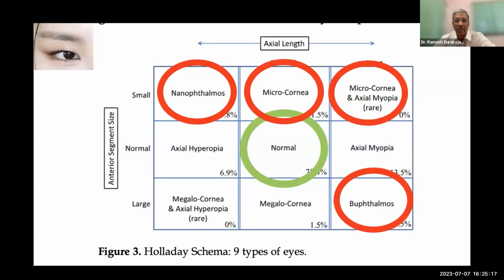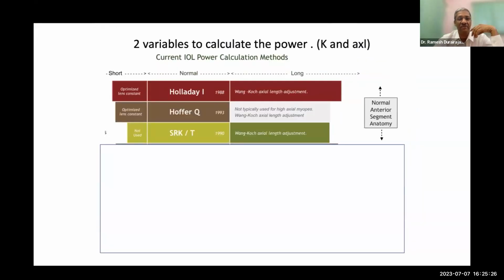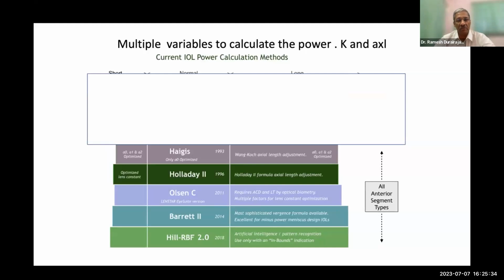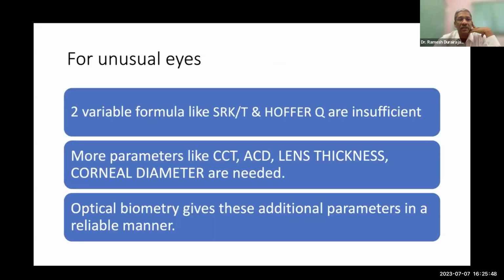For these unusual eyes, which I have circled in red, the regular 2-variable formula where you're using only K and axial length is not enough. And our results may not be good if you are using only SRK II or Holladay or Haigis for these kinds of eyes. It is better to use the more recent multi-variable formulas, many of the best of which are available online. For example, Barrett's, Hill RBF, and Kane are all excellent multi-variable formulas available online. So in unusual eyes, please use additional parameters like central corneal thickness, anterior chamber depth, and lens thickness to get better values.